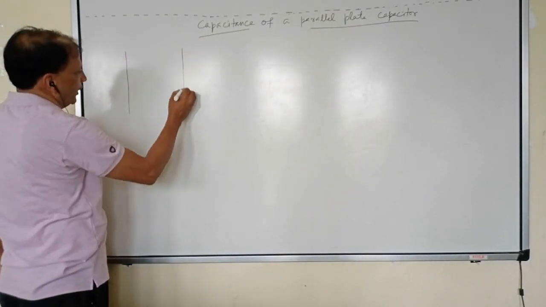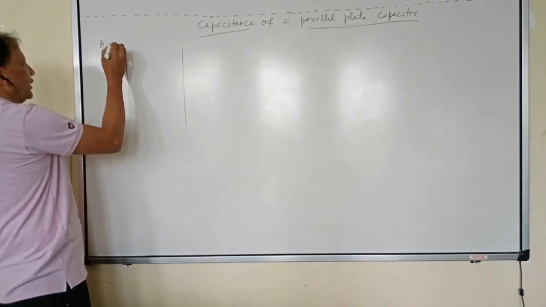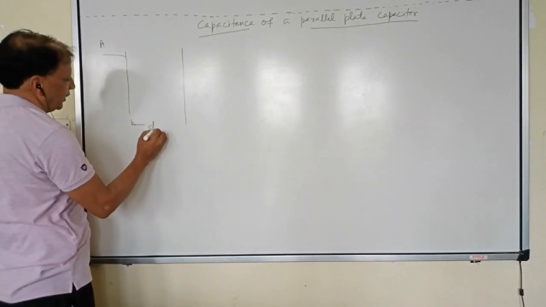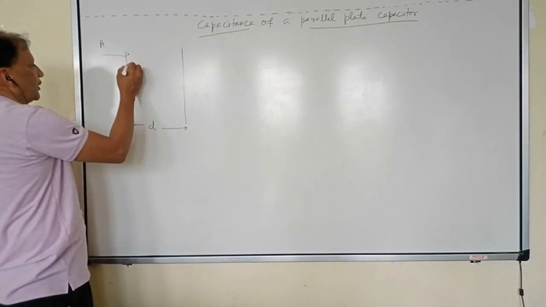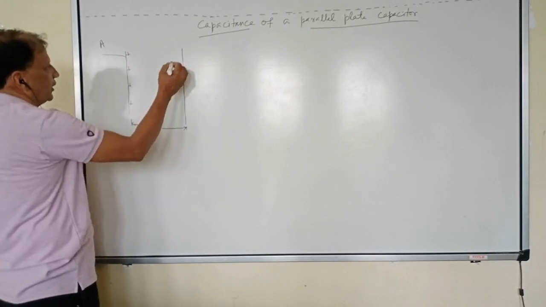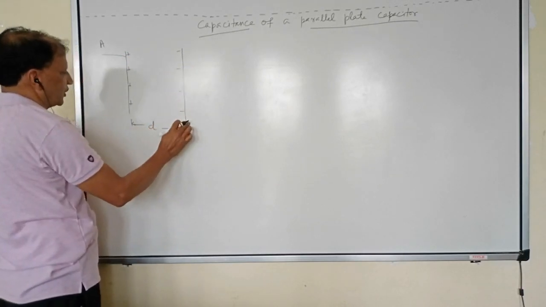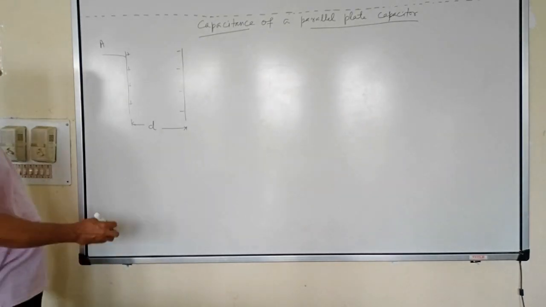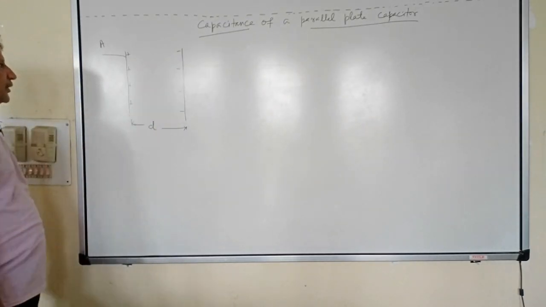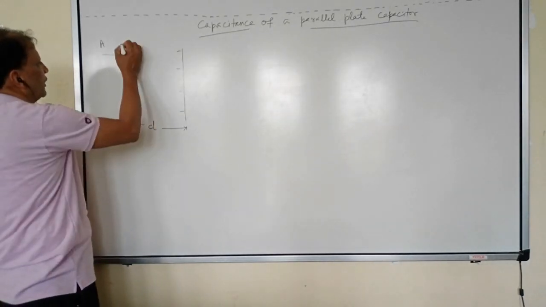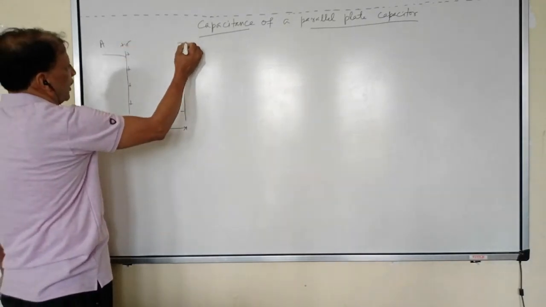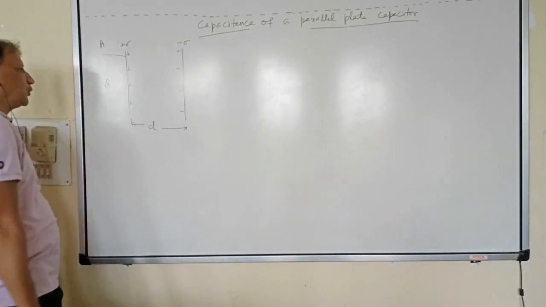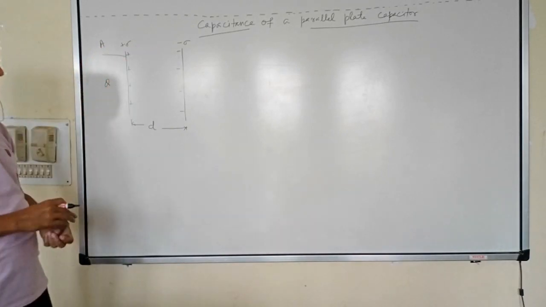Let us suppose there are two plates having area A. Separation between the plates is D. Positive charge is given to one of the plates. Equal and opposite negative charge will be induced on the other. So let us suppose the area of each plate is the same, A. Separation between the plates is D. Surface charge density plus sigma, minus sigma. That is charge plus Q here, minus Q.